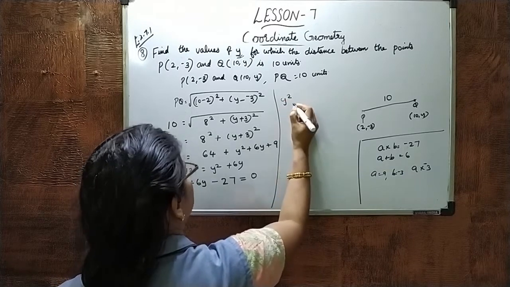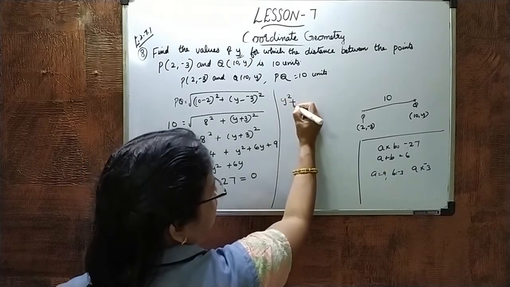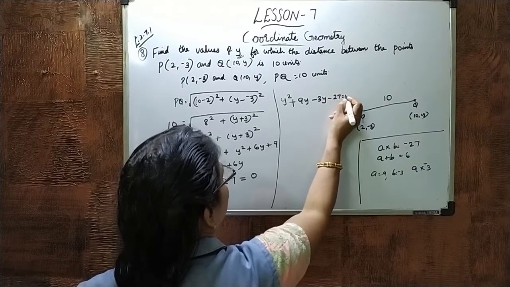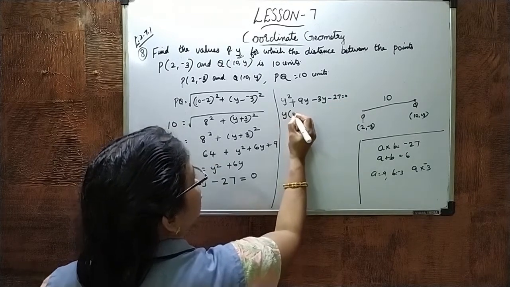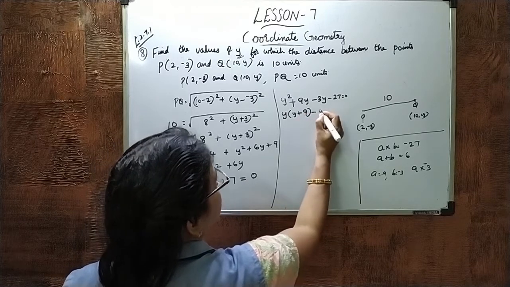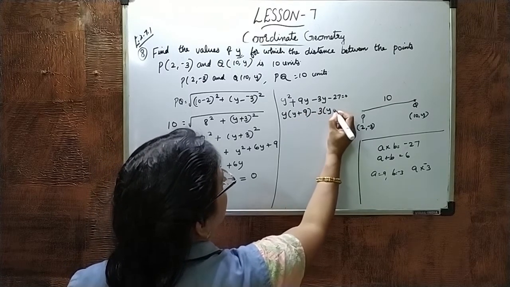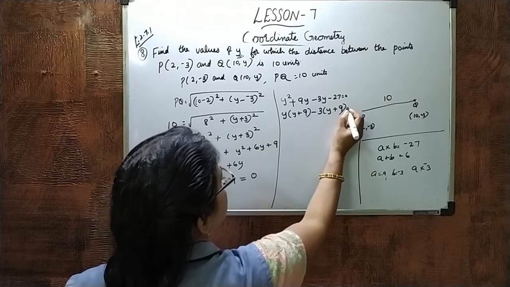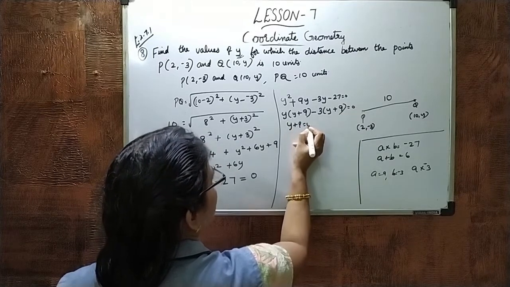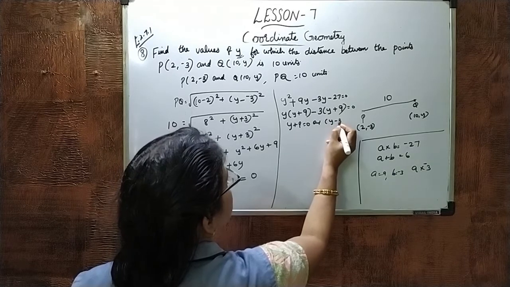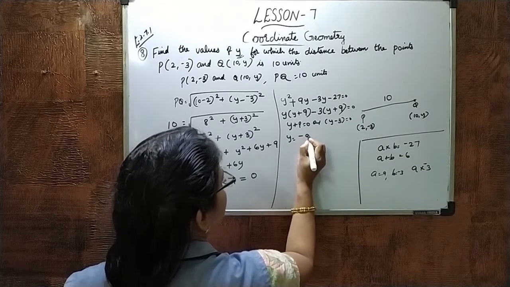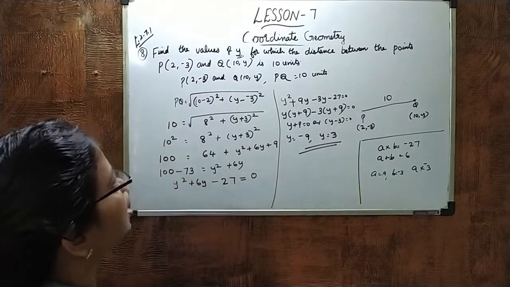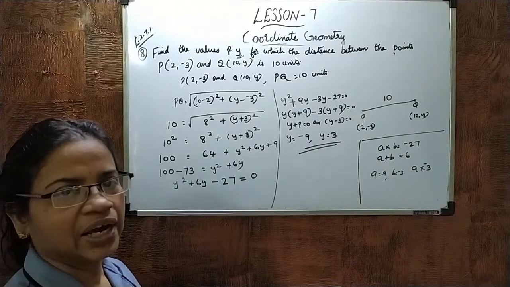So y square plus 9y minus 3y minus 27 equal to 0. Then taking y outside, y times (y plus 9) minus 3 times (y plus 9), we will get (y plus 9)(y minus 3), right? So y plus 9 equal to 0 and y minus 3 equal to 0. Y is equal to -9 and y is equal to +3 you will get. So these are the two values you will get, -9 and 3.